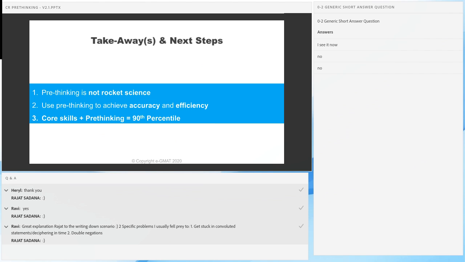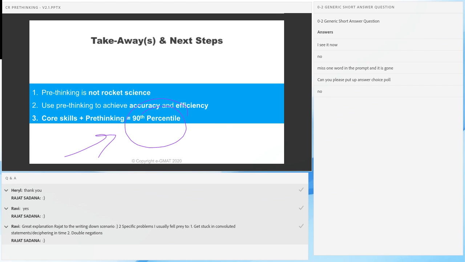So, how do you become a CR champ? This is a process. This is not something that you can do in a day, but this is not rocket science either. As long as you can visualize statements, as long as you can build the logical structure, pre-thinking is very simple. It's not rocket science. If you build pre-thinking, if you follow the process, that 90th percentile is right there.